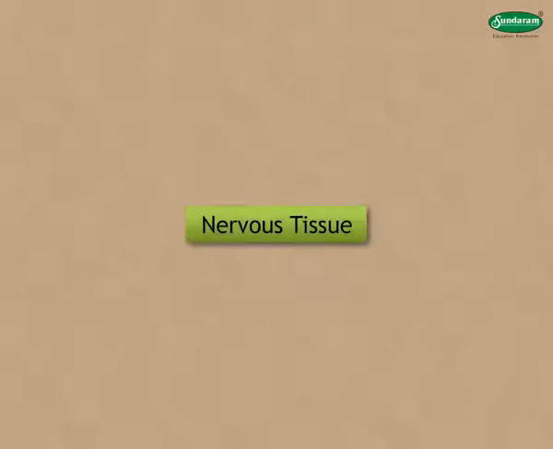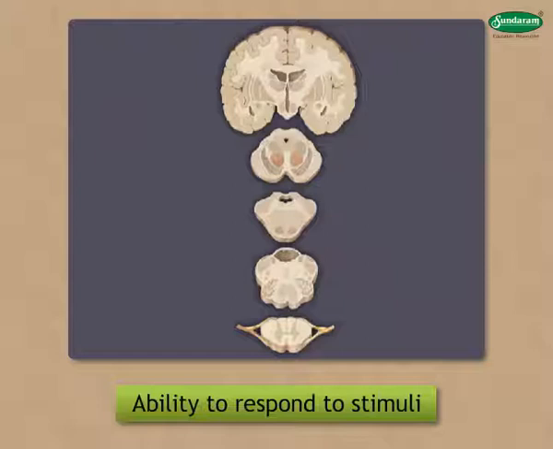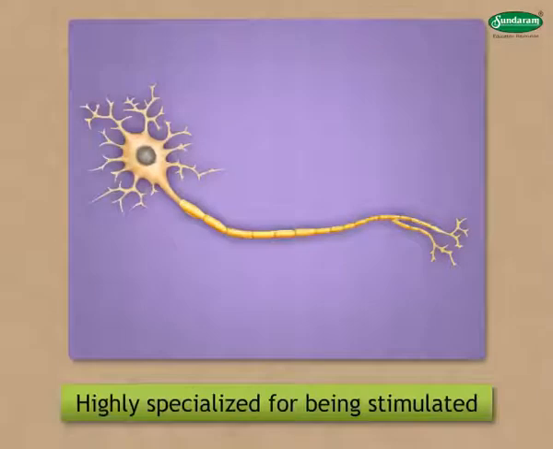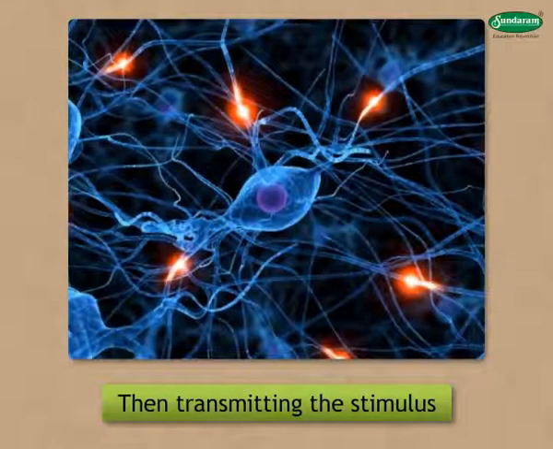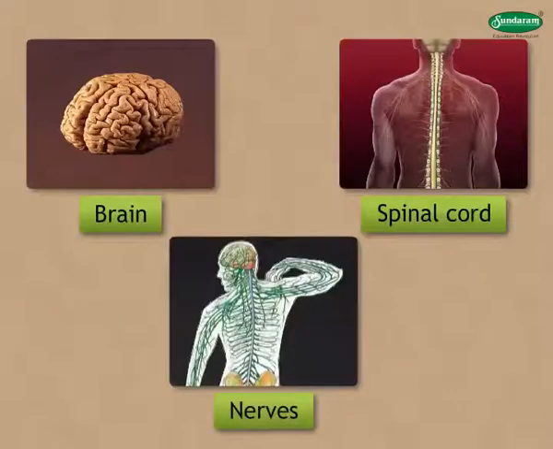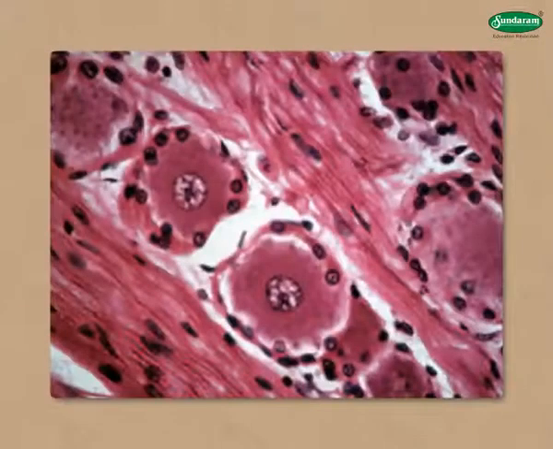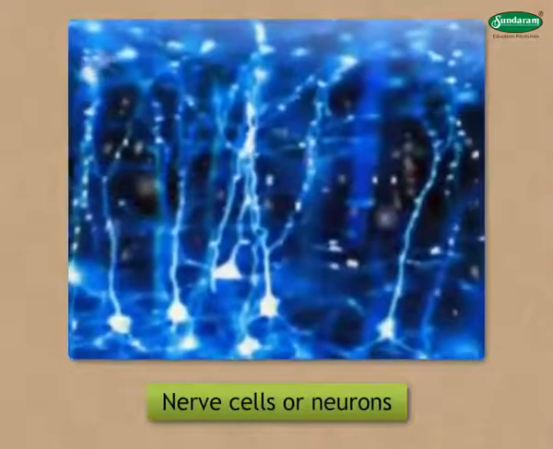Nervous tissue. Students, the third type of complex tissue is the nervous tissue. All cells possess the ability to respond to stimuli. However, cells of the nervous tissue are highly specialized for being stimulated and then transmitting the stimulus very rapidly from one place to another within the body. The brain, spinal cord, and nerves are all composed of the nervous tissue. The cells of this tissue are called nerve cells or neurons.